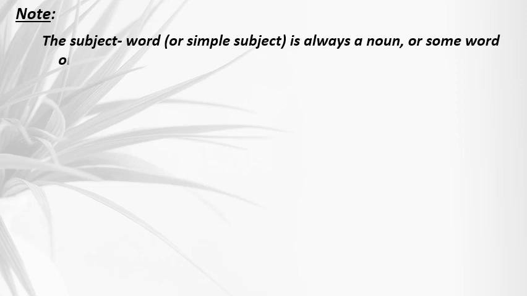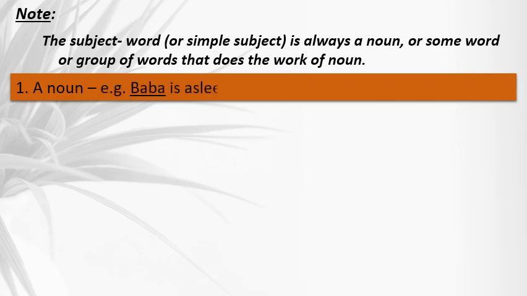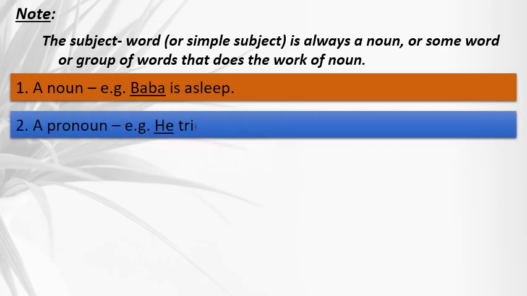Students, note one thing: the subject word or simple subject is always a noun or some word or group of words that does the work of a noun. Meaning a subject can be a noun or pronoun, adjective, anything it can be. To clarify it, let us see a few examples. As a noun, for example, Baba is asleep. So here Baba is a noun and it is the subject of the sentence. Number 2, a pronoun. For example, he tried his best. So here he is a pronoun and it is the subject of the sentence.